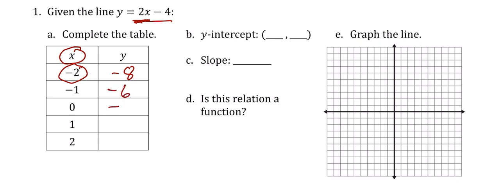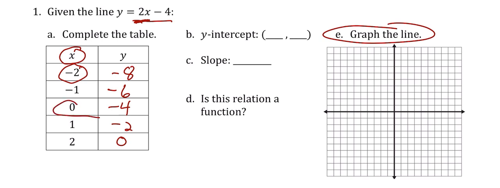When x is -1, we end up with -6. When x is 0, y becomes -4. When x is 1, y is -2. And when x is 2, y is 0. Okay, so now we can plot those 5 points. Actually, let's do that in part E.